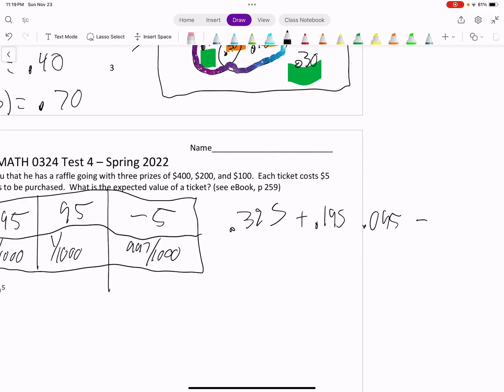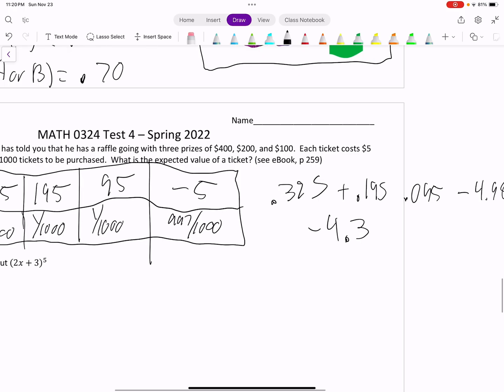So that's negative 4.985. Now we just add them all together and you get your answer. So 0.395 plus 0.195 plus 0.095 minus 4.985, and we get negative 4.3. And that is your expected value.